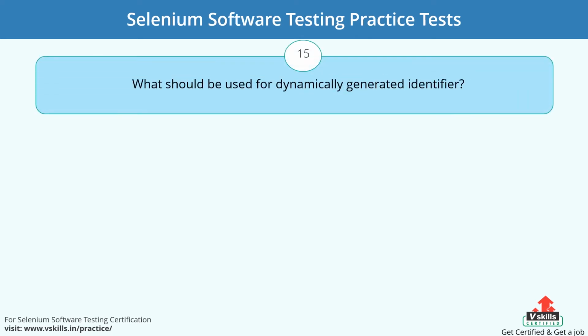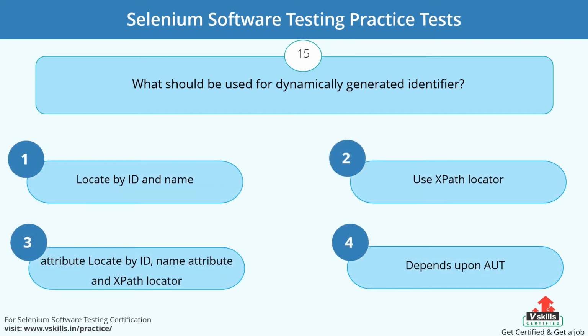Question number 15. What should be used for a dynamically generated identifier? The options are A. Locate by ID and name attribute, B. Use XPath locator, C. Locate by ID, name attribute, and XPath locator, D. Depends upon AUT. The correct answer is option B.